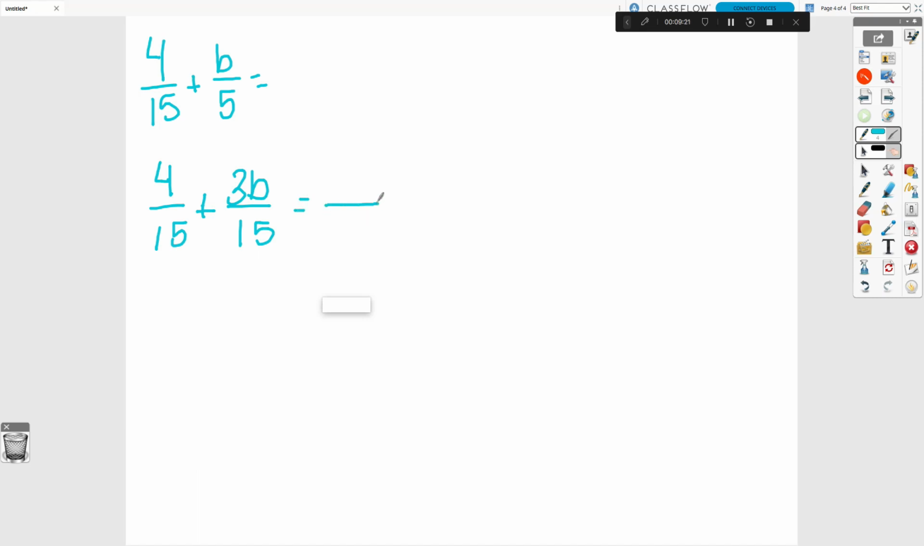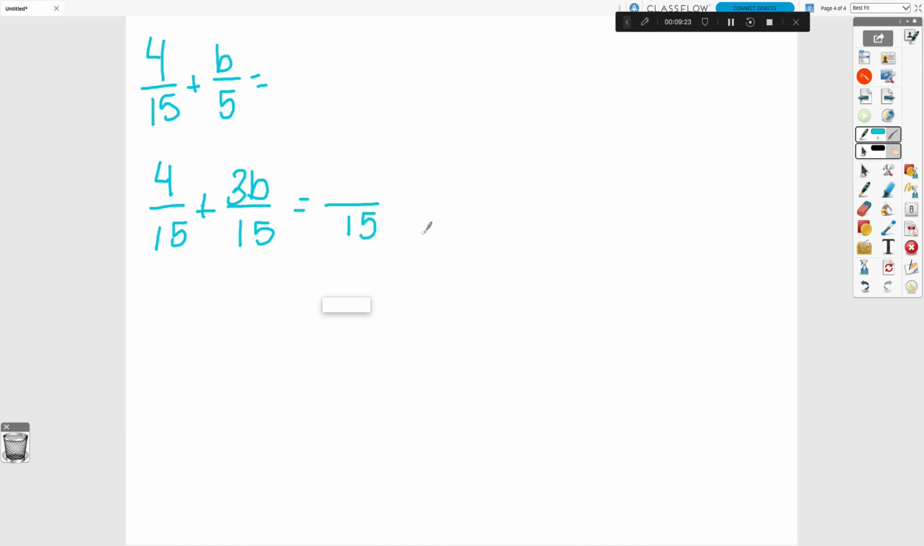Next, I have number 66: 4/15 plus b over 5. In order to add these, I have to have a common denominator. What's my common denominator? 15. So I do not have to change my first fraction. What am I multiplying my second fraction by? If I multiply 5 times 3, that gives me 15. If I multiply b times 3, that gives me what? 3b's. Oh, whoops, that's supposed to be a plus. Multiply. My denominator stays the same.